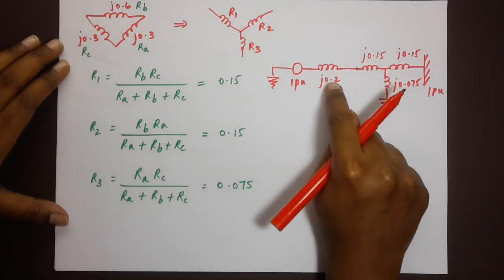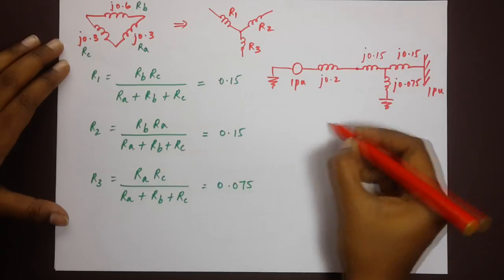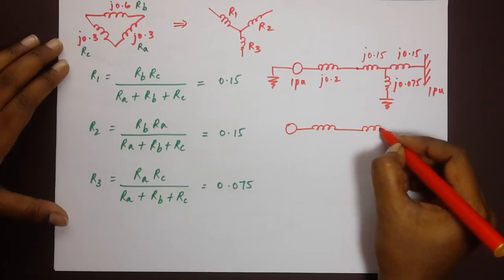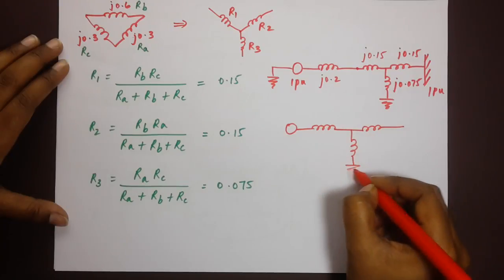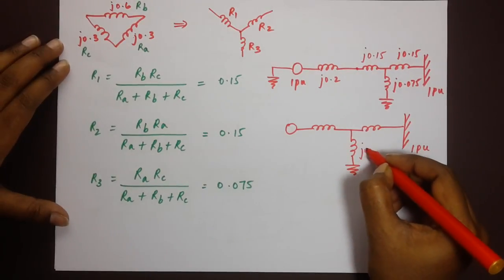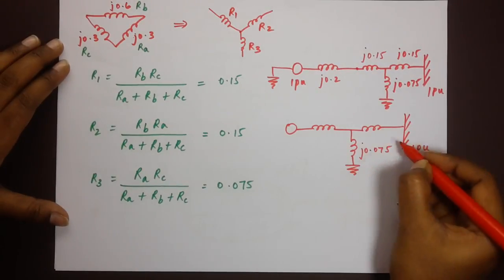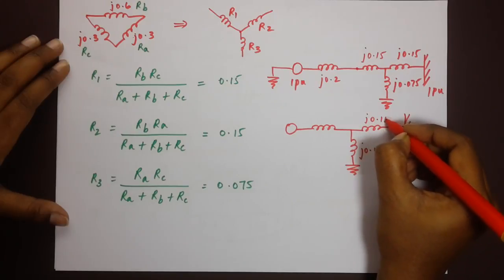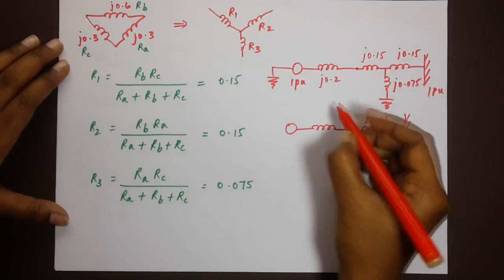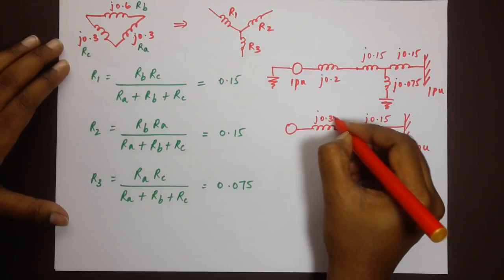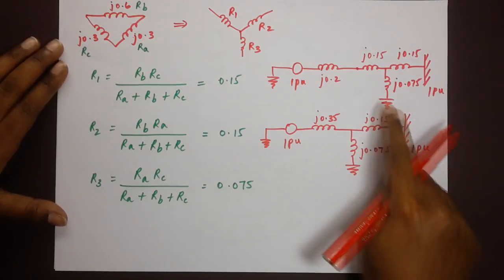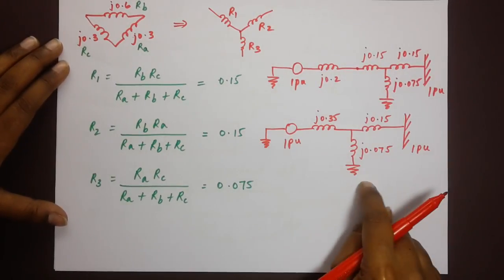Now these two impedances are in series, so we can just add them to give us one value. So this is what we get now. This is 1 pu, this is j0.075, this is j0.15, and here this is 0.2 plus 0.15, that's j0.35, and here we have 1 pu.